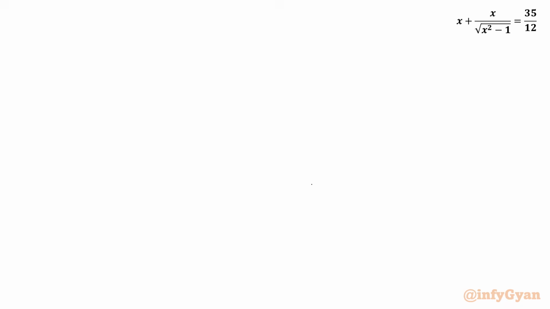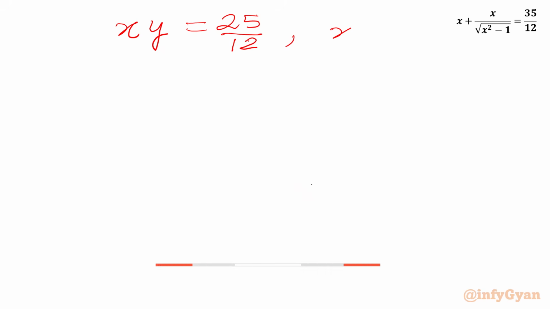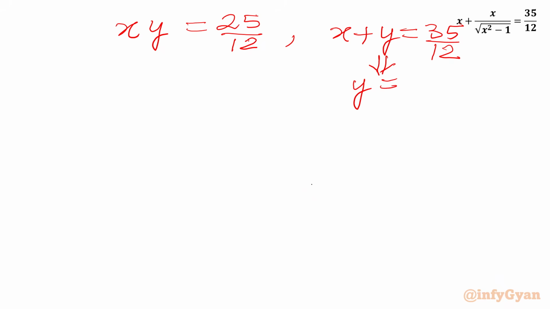Now we will write two equations. xy equal to 25 over 12 and we have equation number 1 which is x plus y equal to 35 over 12. Now from this equation we will find y equal to 35 over 12 minus x, which we will apply here. So we'll get one quadratic equation.